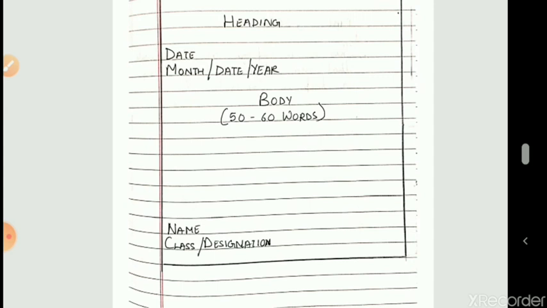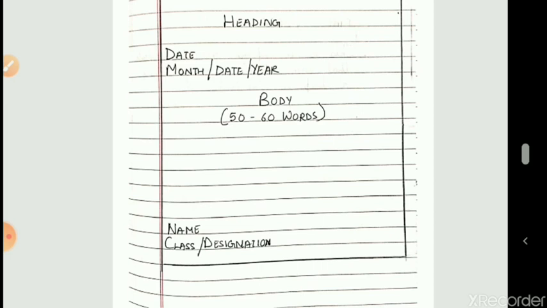After writing the body of the notice, students, you need to write your name on the left hand side. Again, please ensure that you write the name in capital letters, and after writing the name, it will be followed by your class or designation. Designation is the post which you are holding. Suppose you are the monitor of the class, the head boy of the school or the head girl of the school. So you need to mention your designation. So this is the format of the notice writing, students.